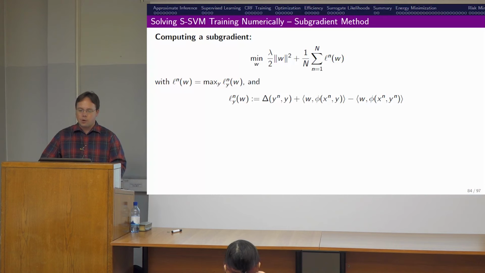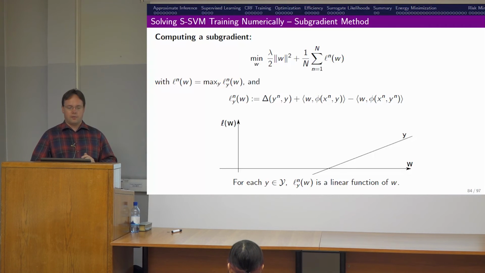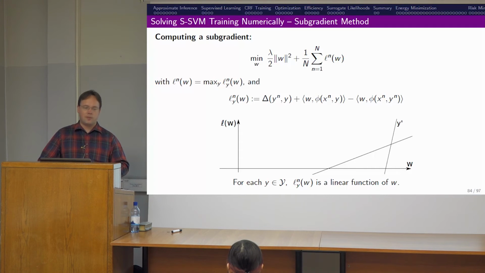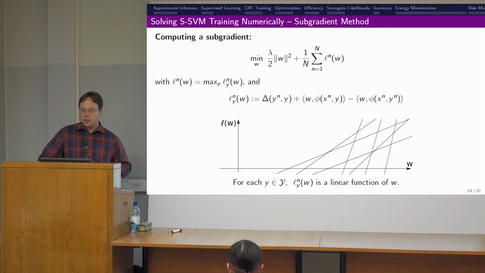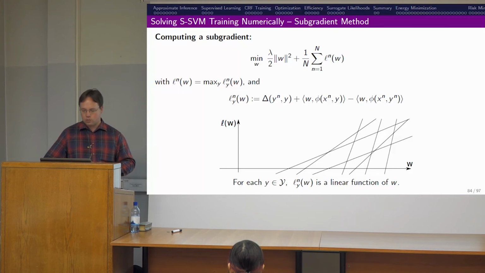So this is some loss function plus some linear function. The ln is the maximum over a lot of possible labels of this component function, and this component function is linear. So how does this loss look like? Well, for every fixed configuration y, it's a linear function. So this is one of the linear functions. For the next configuration y, it's a different linear function, and so on and so on. So you have a whole zoo of linear functions with different slopes, different offsets, and so on.